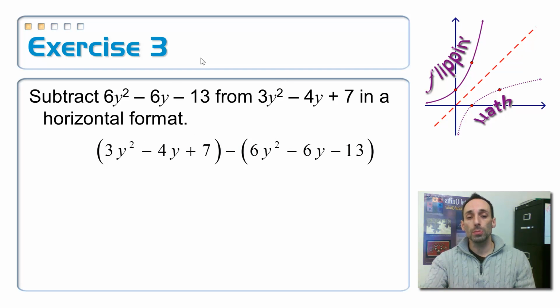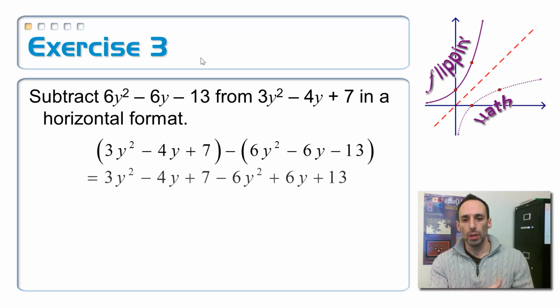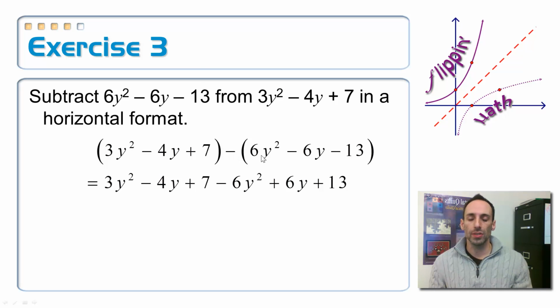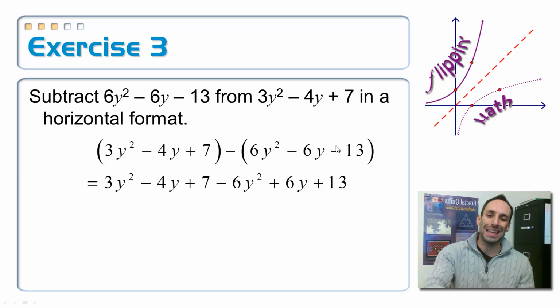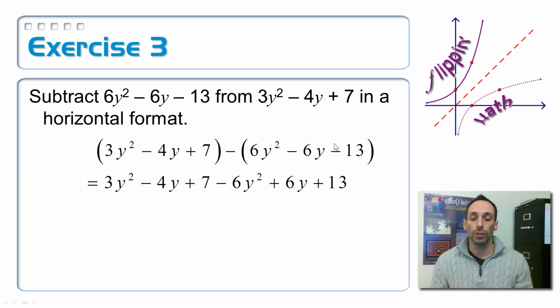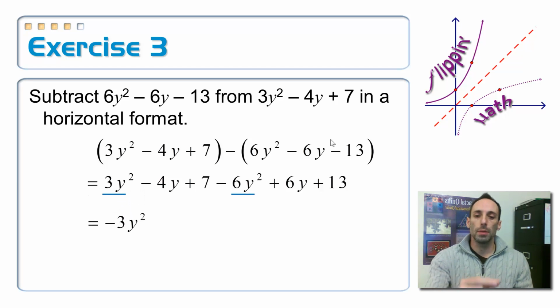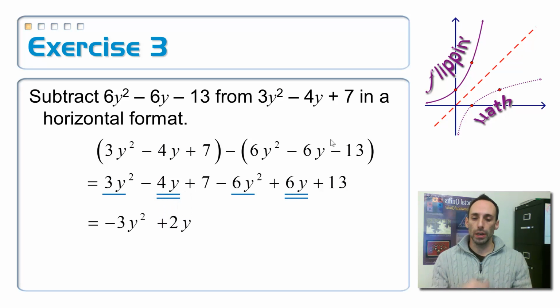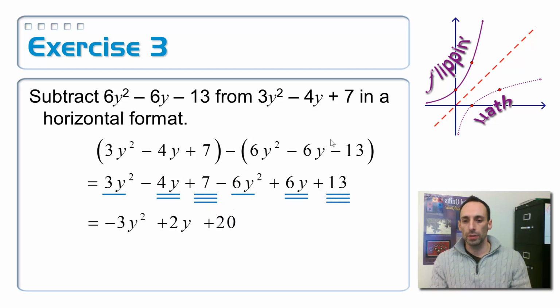Whenever I go to perform this subtraction, I'm going to turn it into an addition problem by distributing that negative through. Okay? So when I distribute that negative through, that makes this a negative 6y squared. It makes it a positive 6y and a negative times a negative, positive 13. Now just combine like terms like we were doing before. 3y squared combines up with a negative 6y squared and makes negative 3y squared. Negative 4y combines up with the 6y, and I get a positive 2 of them. And then finally, the 7 combines up with the 13, I get positive 20. So there it is, a subtraction problem.